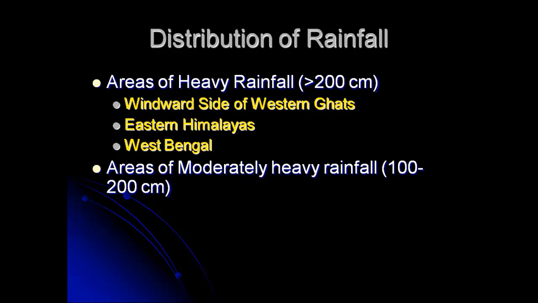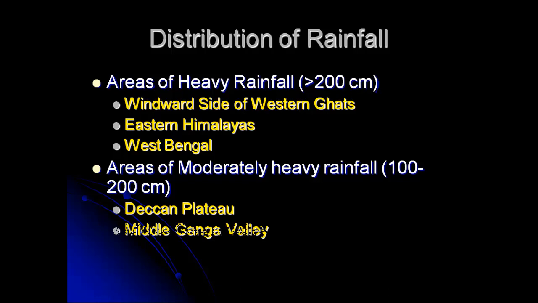Areas of moderately heavy rainfall, 100 to 200 cm. The Deccan Plateau, which is on the leeward side of the Western Ghats, receives moderate rainfall. The Middle Ganga Valley is a little bit interior of mainland India. Before these moisture laden clouds reach there, the intensity decreases. Orissa also receives rainfall from the southwest monsoon wind branch from the Bay of Bengal.